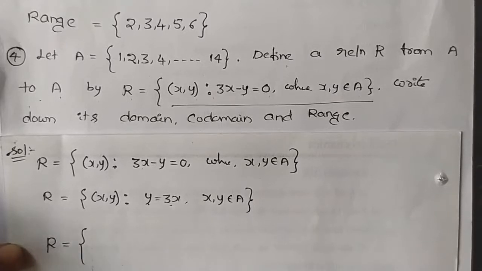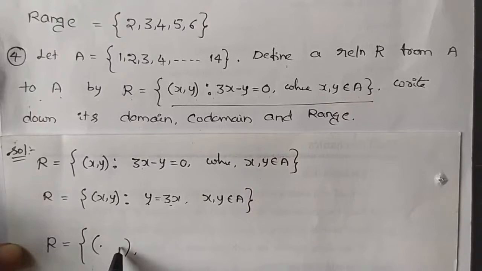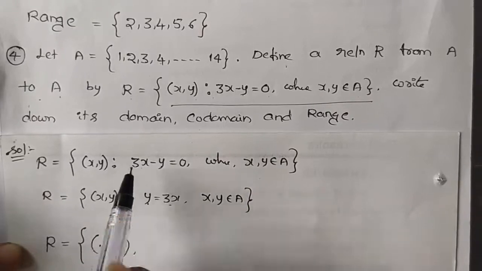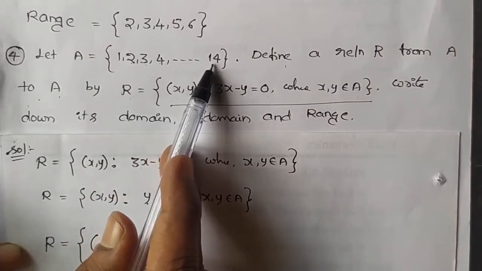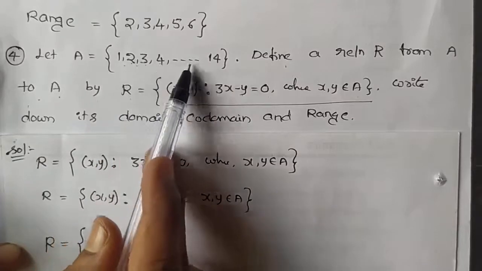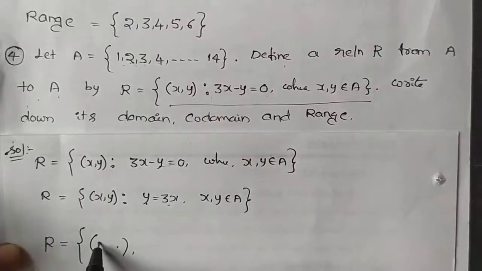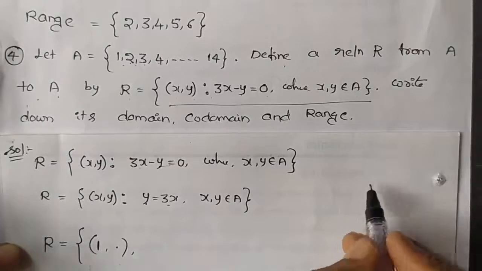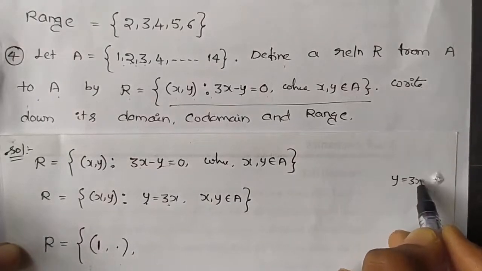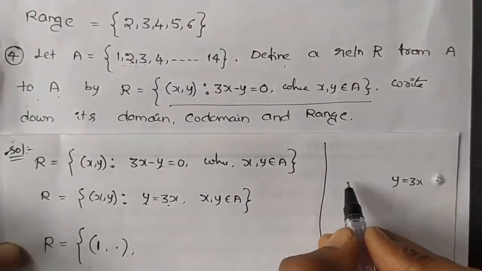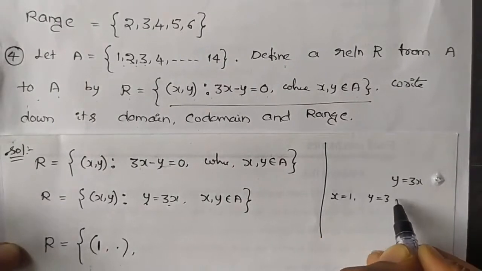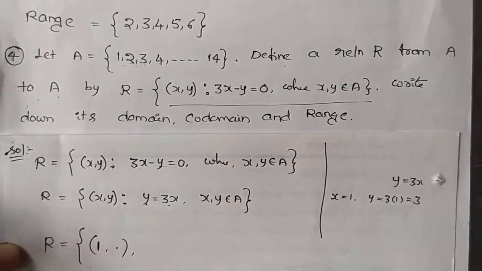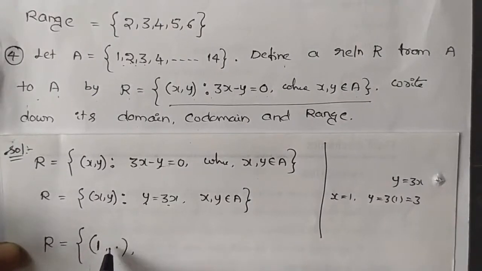Now, let us define this relation R. We know that the first element is x, the second element is y. In the set A, it is given 1, 2, 3, 4, up to 14. First, y equals 3x. Now, if x equals 1, then y equals what? 3 into 1, that is 3. If x equals 1, y equals 3.